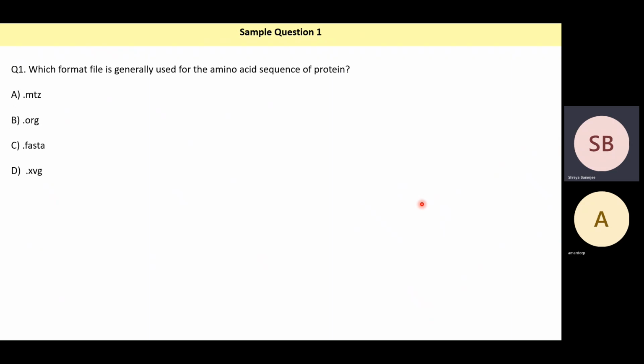So now that we have gone through the basics of the visualization of different biological macromolecules, I'll go through some sample questions. Which file format is generally used for the amino acid sequence of proteins? I'll give you some time and then I'll discuss this.